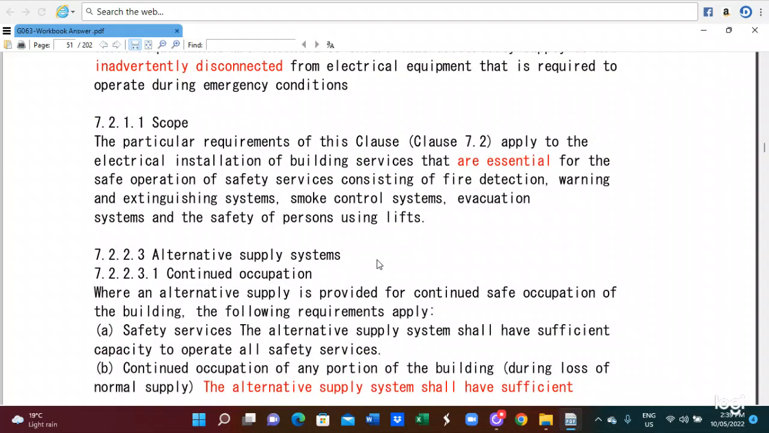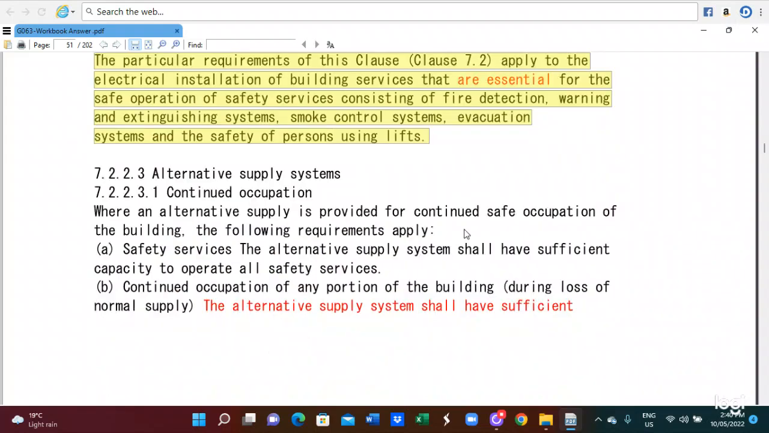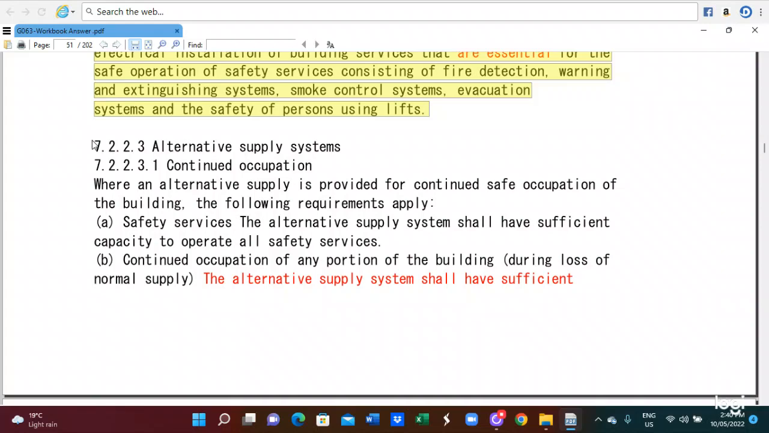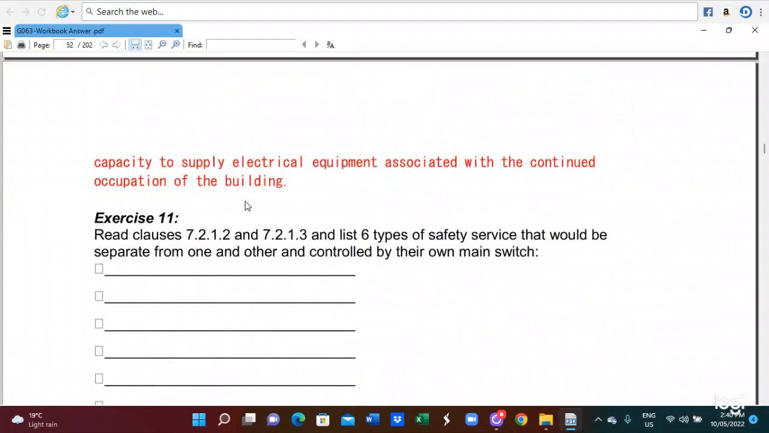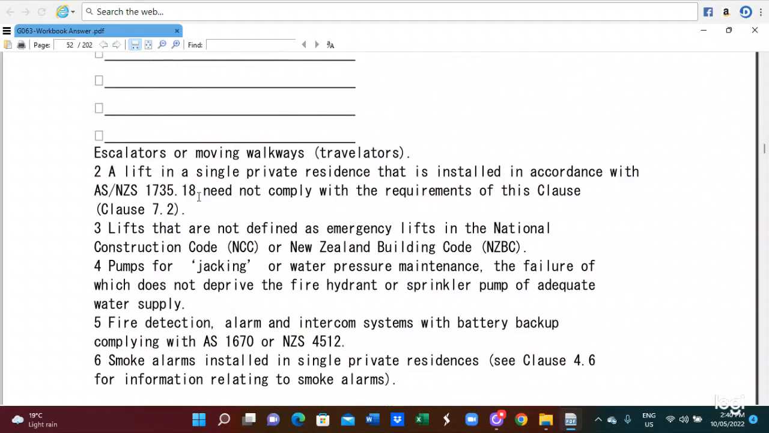Clause 7.2.1.1 mentions the scope. The particular requirements of clause 7.2 apply to the electrical installation of building services that are essential for the safe operation of safety services, consisting of the fire detection, warning and evacuation system, and smoke control system. So this is 7.2.1.1, which mentions the scope. 7.2.2.3 is the alternate supply system. Based on those things, you have to do the exercise.